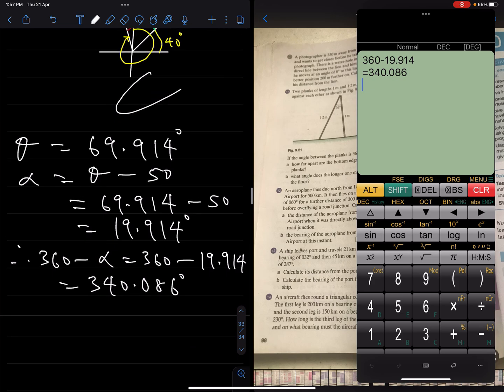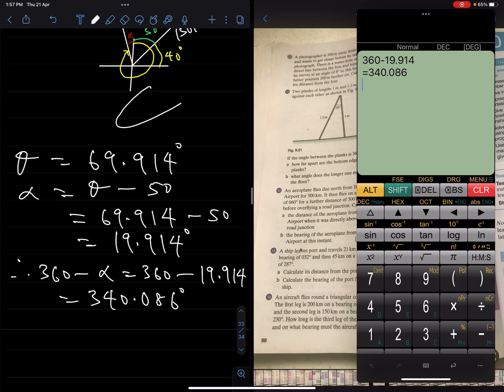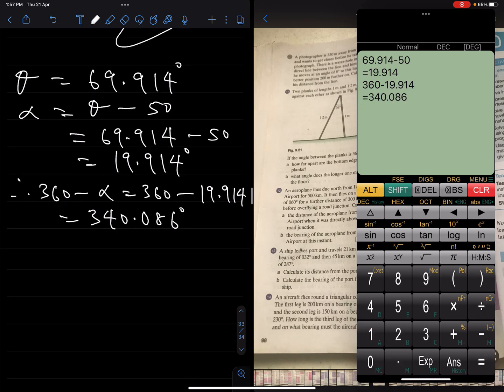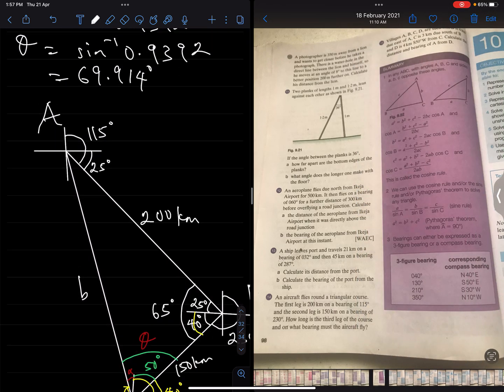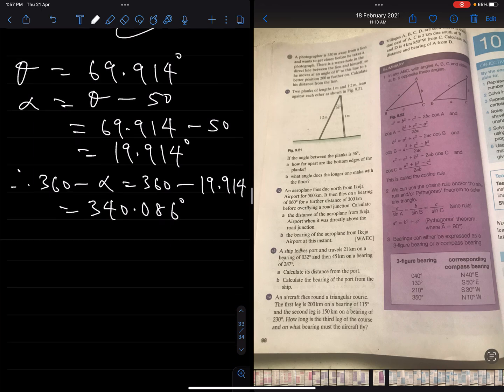Yeah, that's okay. Let me just do a quick check. 69.914 minus 50, that's 19.914, and now 360 minus 19.914, and that's 340.086 degrees. So that's it, very simply. All right, let me do the last one very quickly.